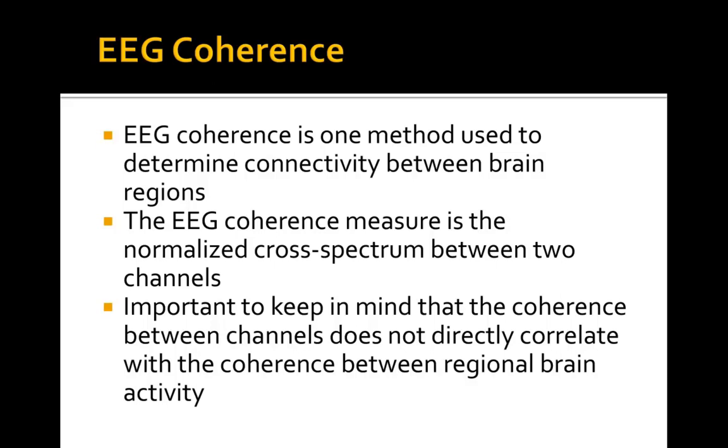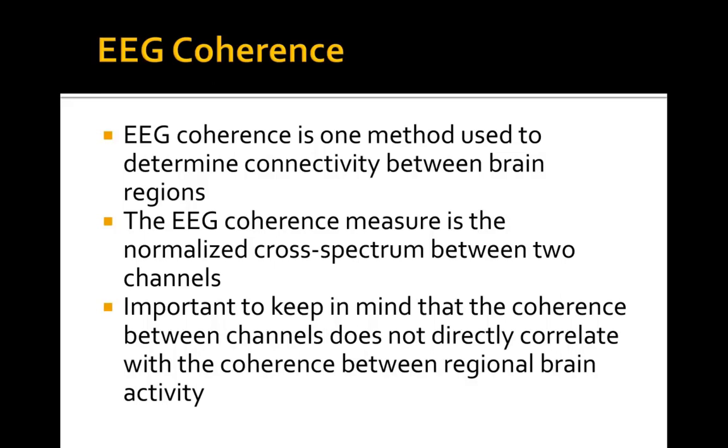Mathematically, the formula is given in the table that we looked at on the first slide. It is important to keep in mind that the coherence between channels does not directly correlate with the coherence between regional brain activity. What is this saying? This is saying that when you look at EEG power, you're getting an indication of the power in a given region.